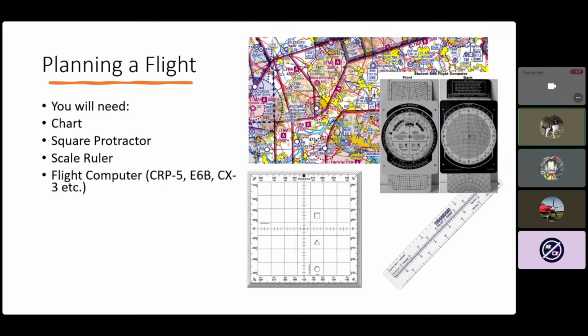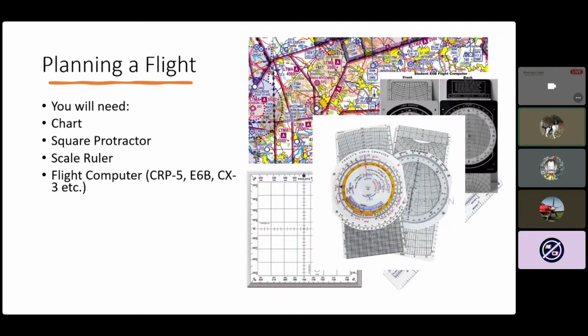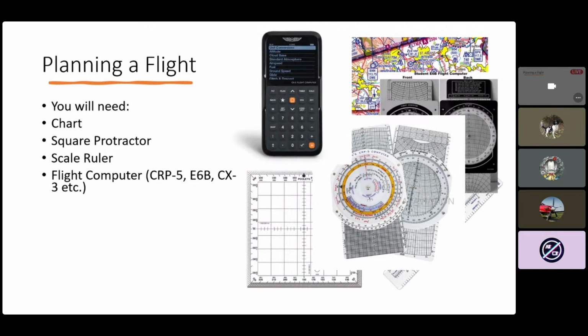When you start your training, it'll be one of these bad boys. This is an E6B. I believe this is the original flight computer. The CRP5 is the sort of UK or European equivalent. Very much the same, slightly different layout. Or a CX3 or any other flight computer that you happen to have. Again, we're going to use a CX3 because you guys can also use it.